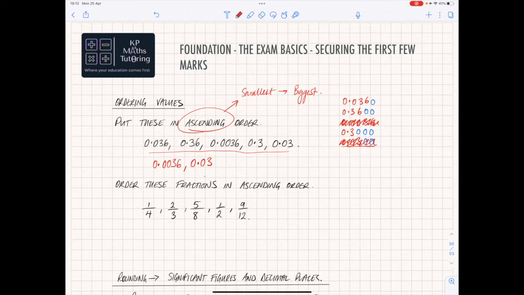Go back to the start again. Smallest, 0, 0, 0, all the same. So that and that all the same. Next column, 0, 3, 3. So that means this one is the next smallest. So I go 0.036, cross it off. Go to the start again. We've got a 0 and a 0. We've got a 3 and a 3. Third column, 6 and 0. So this is the next smallest one, 0.3. Cross that off. And then you're left with the last one, 0.36. So that's a really nice way of making sure you don't make a mistake.